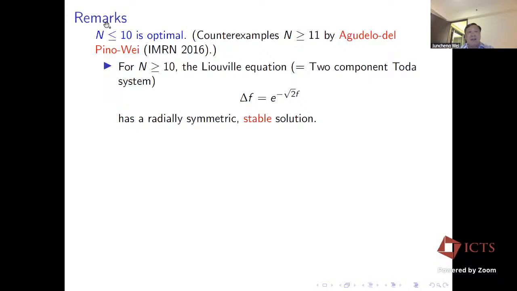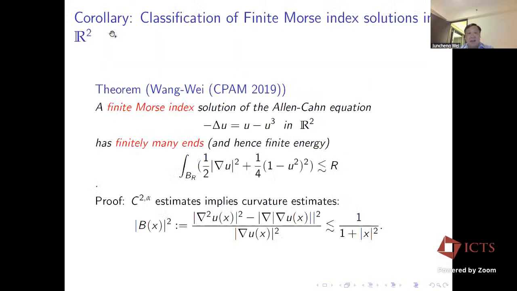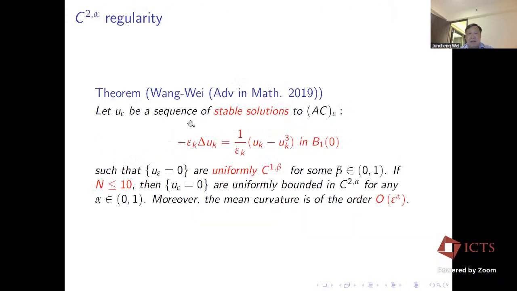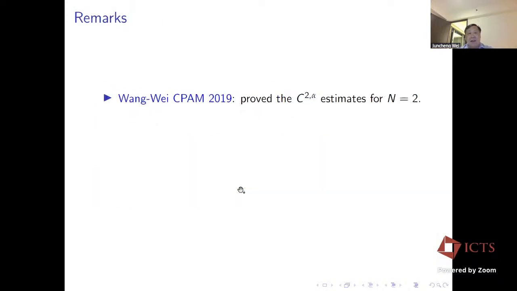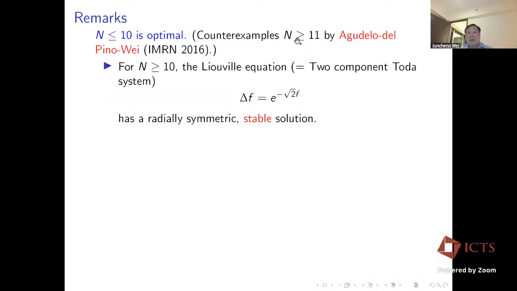For dimension less than or equal to 10, we get the theta alpha estimate, and this dimension 10 is optimal. If n is greater than 10, Agudelo, my former postdoc, and Del Pino and myself, we constructed a stable solution with multiple layers. And once we have this multiple layer solution, it means that we don't have the theta alpha estimate. The reason is that for n greater than 10, the Toda system becomes null, and the null has a stable solution.